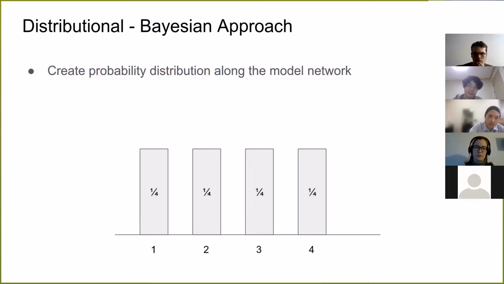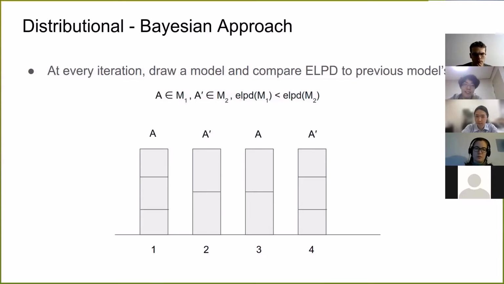So what we do is first we create a probability distribution along the entire model network. In the example below, let's say we have 4 models in the network, and we initialize the distribution to be uniform. So that's a quarter of a probability for each model. And for the sake of simplicity, I'm going to say that models 1 and 4 consist of 3 implementations, and models 2 and 3 consist of 2 implementations. At every iteration we draw a model according to the distribution that we currently have. In the first iteration, it's going to be uniform, so we just randomly draw a model, and I'm going to call that model M sub 1.